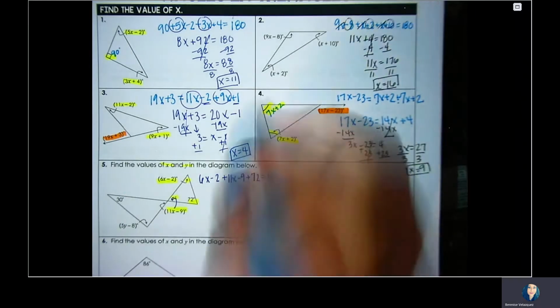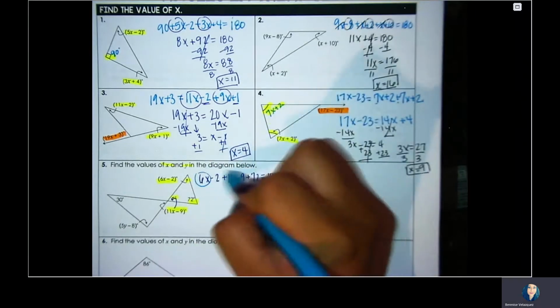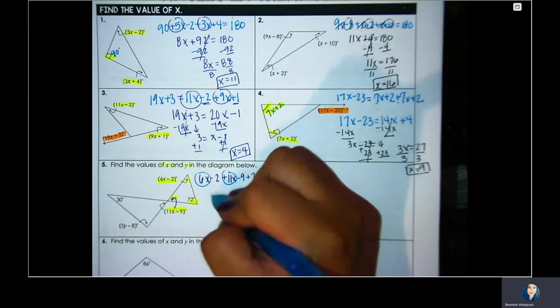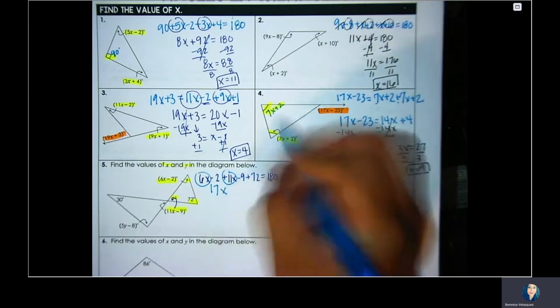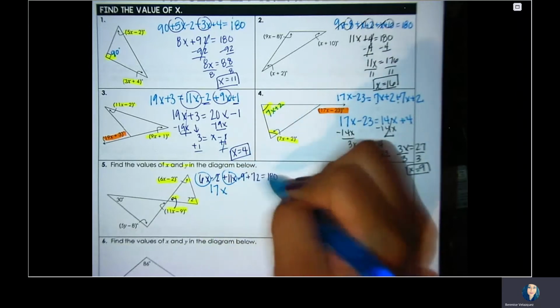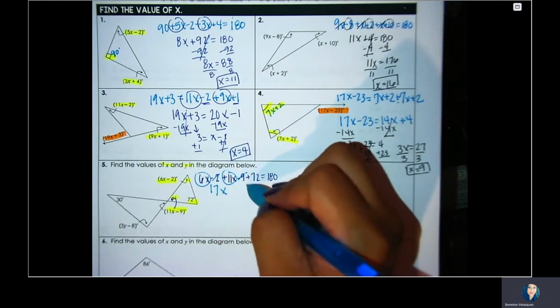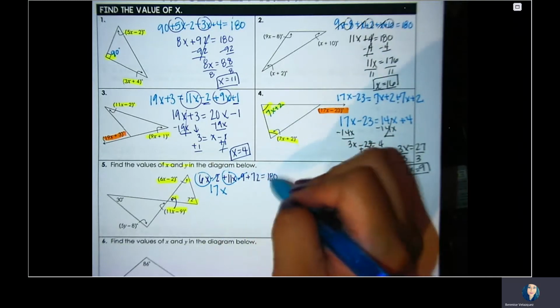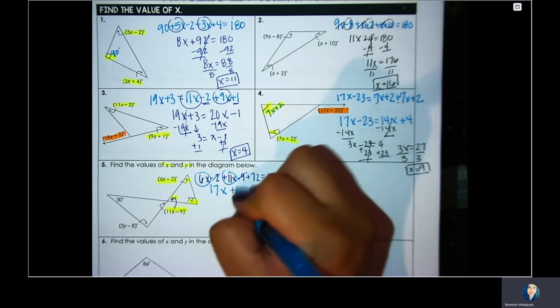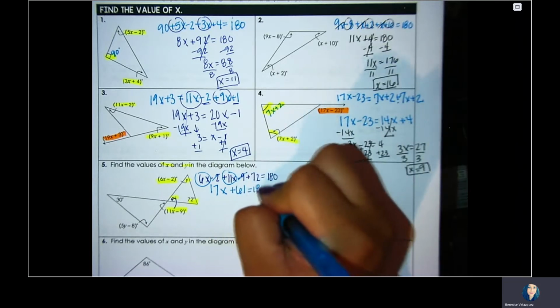Okay, I have 6 and 11. Got to combine those first. So that's 17x. I have negative 2 and negative 9 and a positive 72. So negative 2 and negative 9 is negative 11. So it's basically 72 minus 11. So that's plus 61. It equals 180.